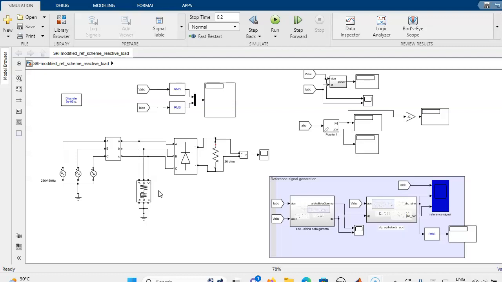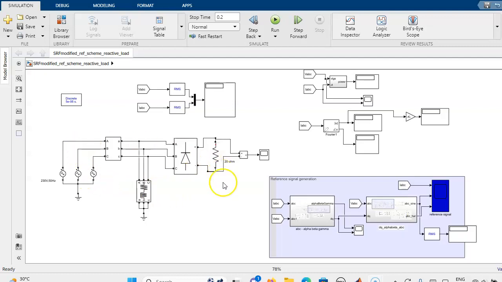So in this case, while you are finding the reference signal generation using the conventional SRF technique, the reference current, that is the fundamental component current, will be generated using the SRF theory, but the reference signal is not in phase with the supply voltage. So the current lags the supply voltage. So we have to modify the SRF algorithm for the reactive load.